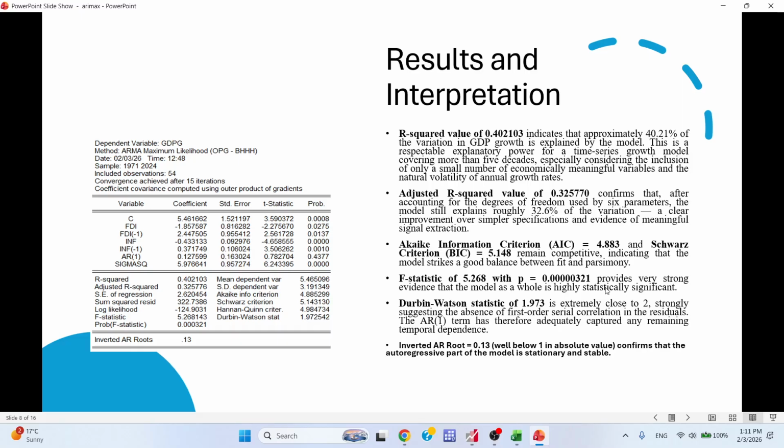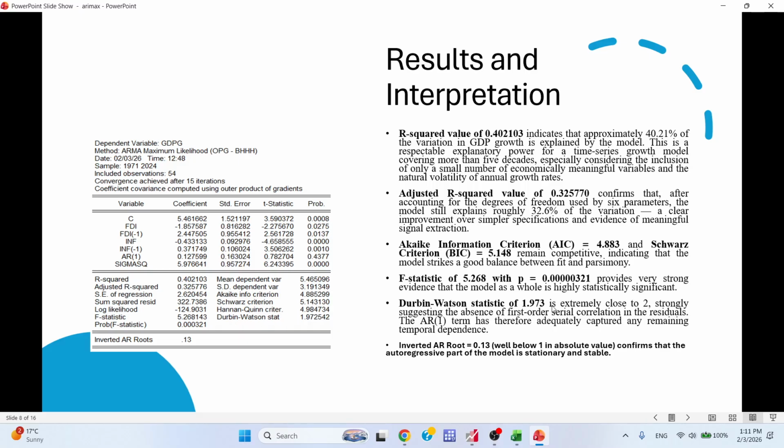Then comes the F statistic value. The F statistic tells you the joint significance of the model, and the T statistics tell you the individual significance of each variable. So if the probability value of the F stat is less than 0.05, it means your overall model is well fitted. In our case, our probability value is 0.00, which provides very strong evidence that the model as a whole is highly statistically significant. Then comes the Durbin-Watson test.